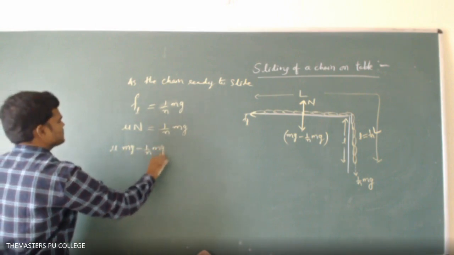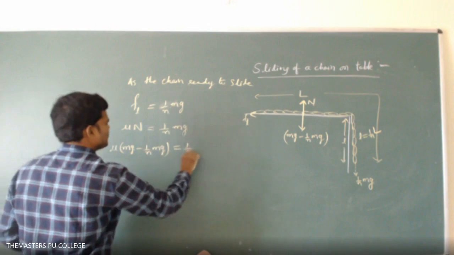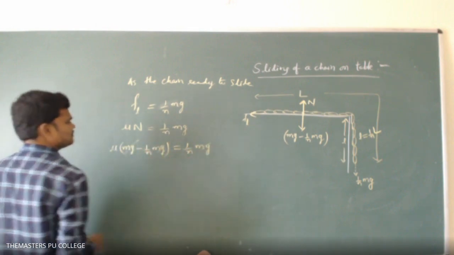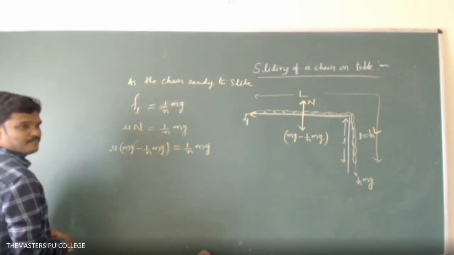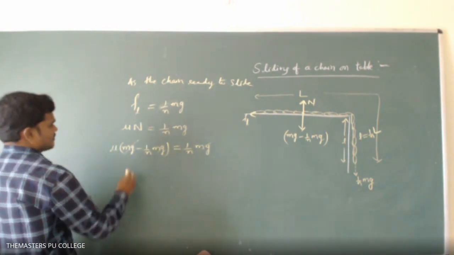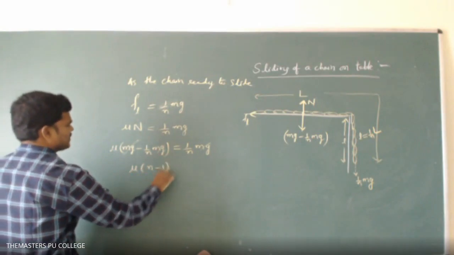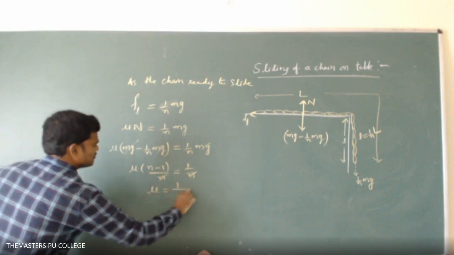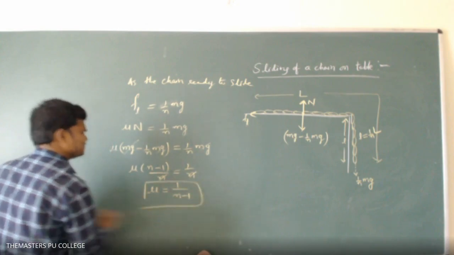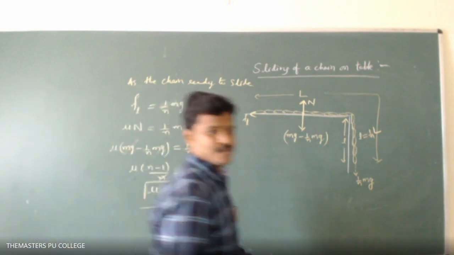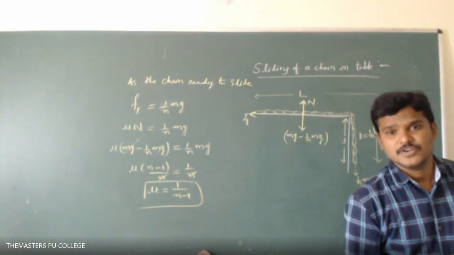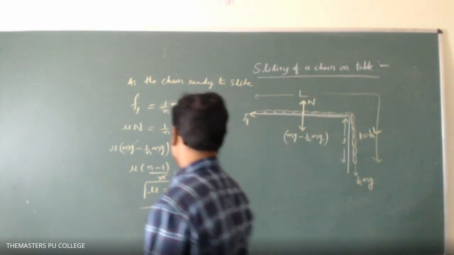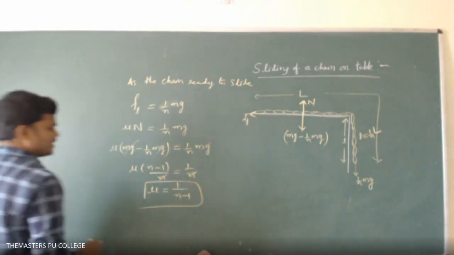Are you following the mg steps? Mu n is 1 by n mg. Shall I strike off this mg term? Yes, sir, we can take it. Mu n minus 1 by n, which is equivalent to what is mu? Is it correct? I am getting one relation. Mu is equal to 1 by n minus 1.